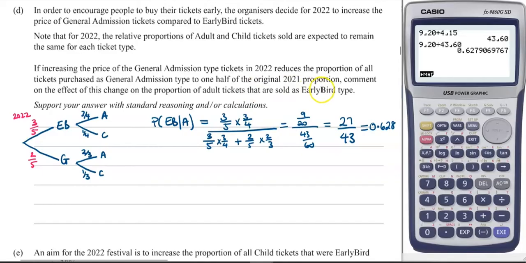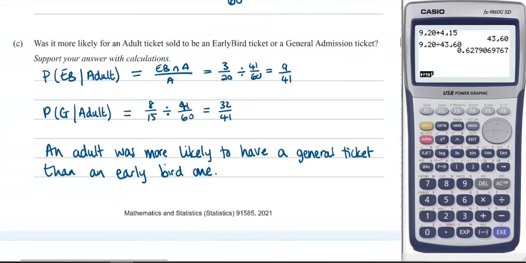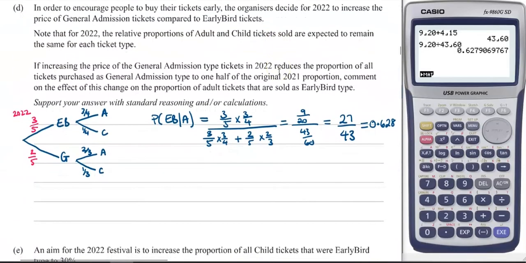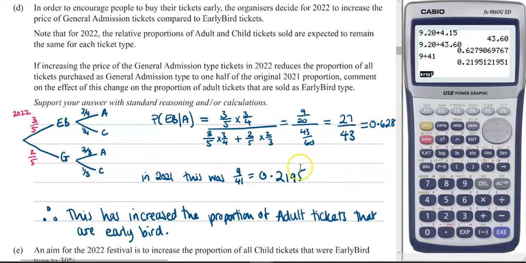Right, finally, we want to compare on the effect of the change. So we need to look at what happened before. So early bird and adult before was 9/41. So in 2021, this was 9/41, which is 0.2195. So our new number is bigger than our old number, so it's increased the proportion of adult tickets that are early bird tickets.